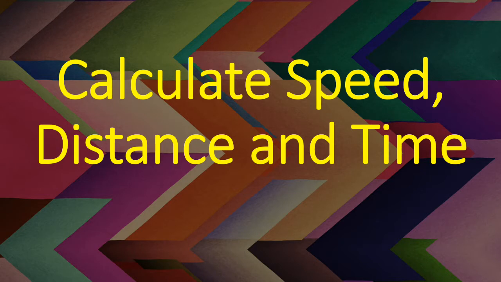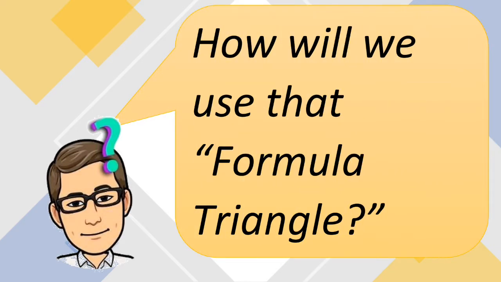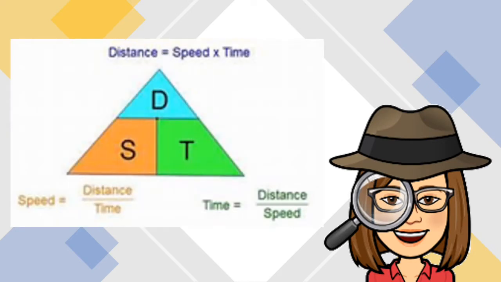Our lesson for today is about calculating speed, distance, and time. And I am Darwin Ignacio, your presenter. So how will we use that formula triangle? As you can see on your screen, the formula triangle consists of letters D, S, and T. D means distance, S means speed, and T means time.